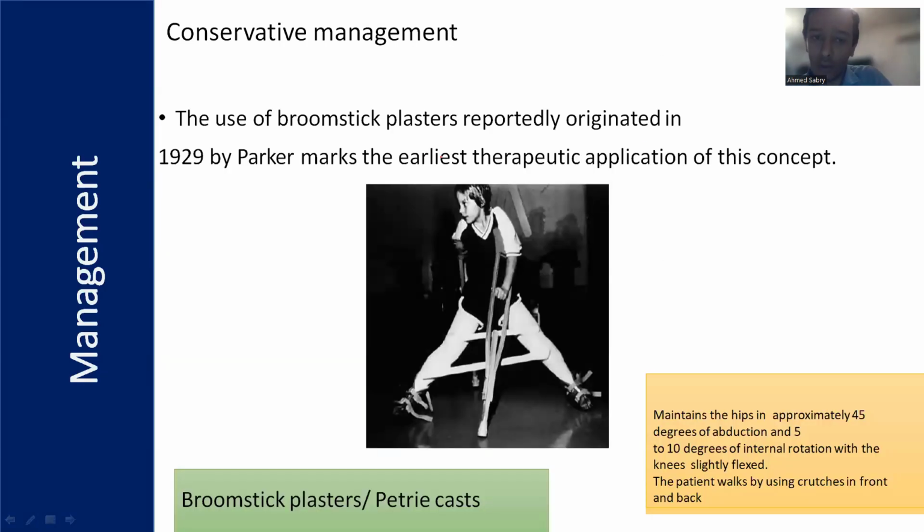So in 1922, according to this concept, Parker applied the earliest therapeutic application, which was broomstick plasters or Petrie casts. He maintained the hip in approximately 45 degrees of abduction to help the femoral head remain contained in the acetabulum. Of course, the patient walks with crutches. He places crutches in the front and the back, and he walks sideways, kind of like a crab.